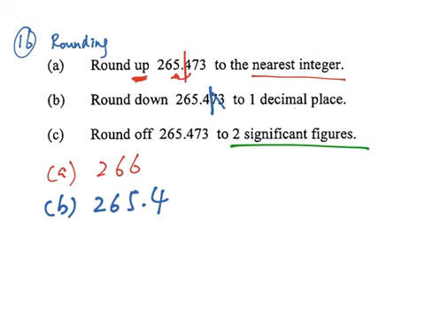The last one, round off to 2 significant figures. So we start from left to right with number 1 to 9. So 1, 2, that means we cut it here, because originally there are 3 digits. So for question C, round off, that means we can add 1, so it becomes 270.